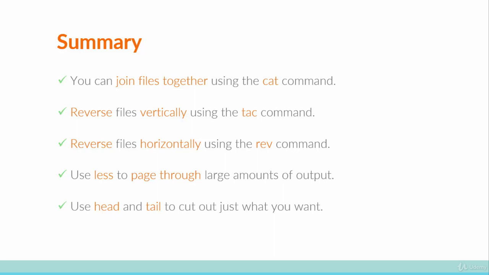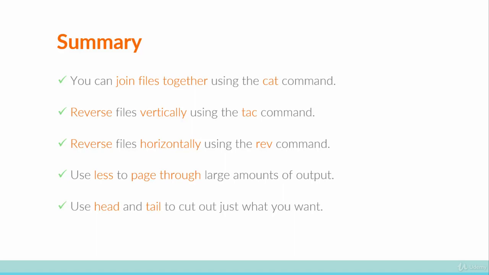And finally, you saw how to use the head and tail commands to cut out just what you want from a file, and if you would like, pass it straight on down your pipeline. These are really useful tools that will come in handy quite often when working with file content. So now you not only know how to manipulate files as a whole, so copy a whole file, move a whole file, delete a whole file, but now you know how to operate a bit more on their contents.